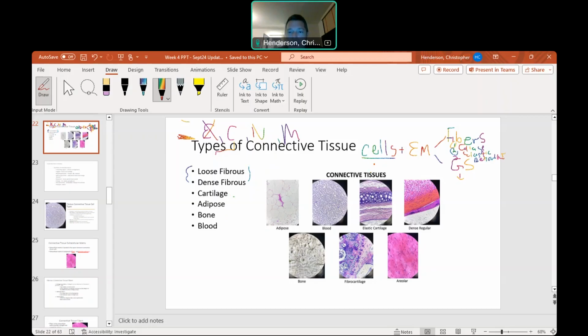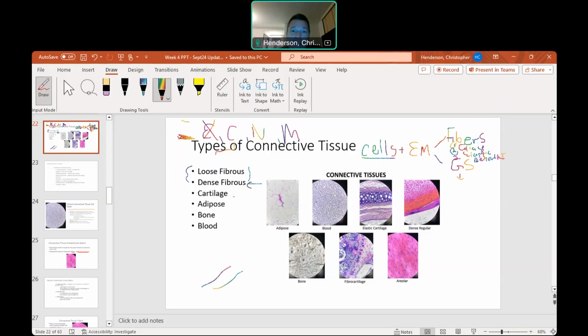And that is going to be determined by the combination of cells, the different types of ground substance. There are different types, but you don't need to know them. And then the different types of fibers that you have. So, for example, dense fibrous connective tissue, you're going to find that in things like your ligaments. And what do ligaments do? Ligaments are going to hold bone to bone.